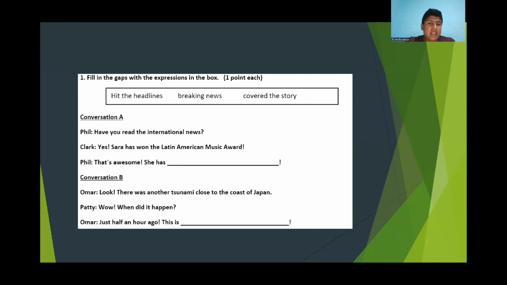Conversation B is about a tsunami close to the coast of Japan, and this kind of vocabulary is related to current events in the real world.